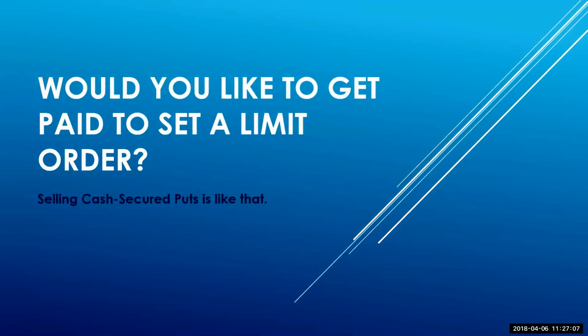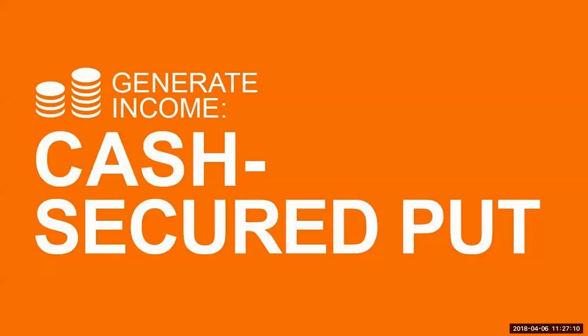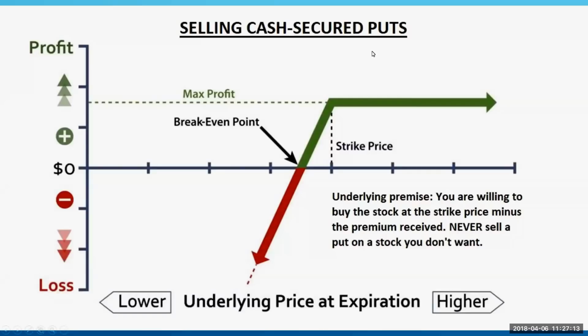So let's walk through the mechanics a little bit. Generate income with cash secured puts. Selling a cash secured put. Essentially, a put, if you're the seller, obligates you to buy a stock at a certain price. If you are the buyer, it gives you the option of forcing somebody to buy your stock at a certain price. So in every case, if you sell a put, first of all, start with an underlying premise. You are willing to buy the stock at the strike price minus the premium received.